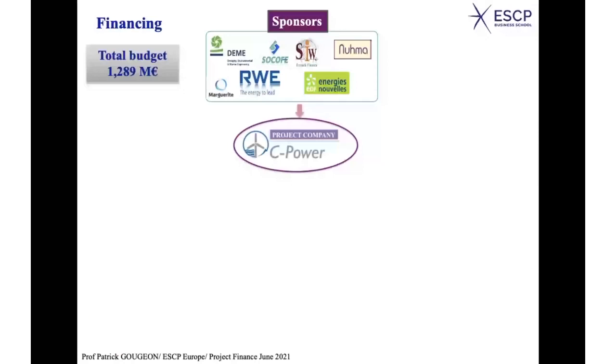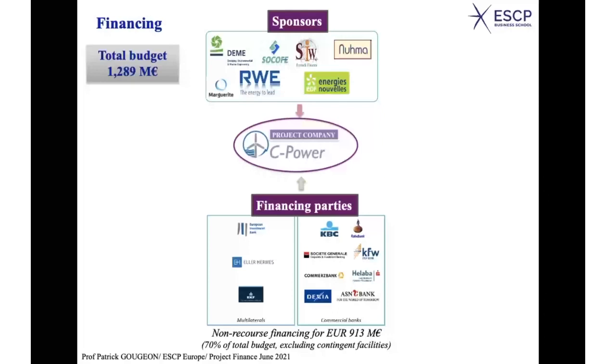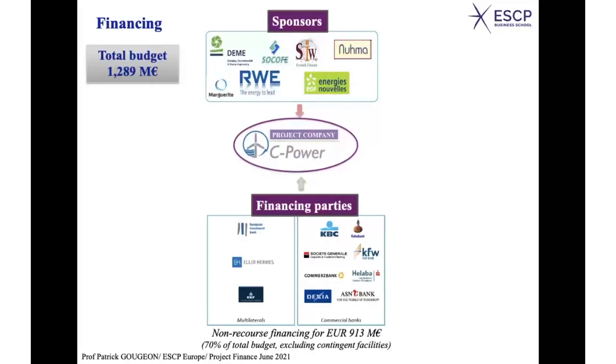So what else do you have? Now, what about the financing parties? You find here, I'm not going to comment, but all type of banks. These are banks, okay, or financial institutions which are going to provide the so-called non-recourse financing, non-recourse debt, you know, for an amount, as you can see, of 913 million euros. Okay, I remind you that the total amount, the total budget is around 1.3 billion. And you see that the non-recourse financing is about 0.9 billion.